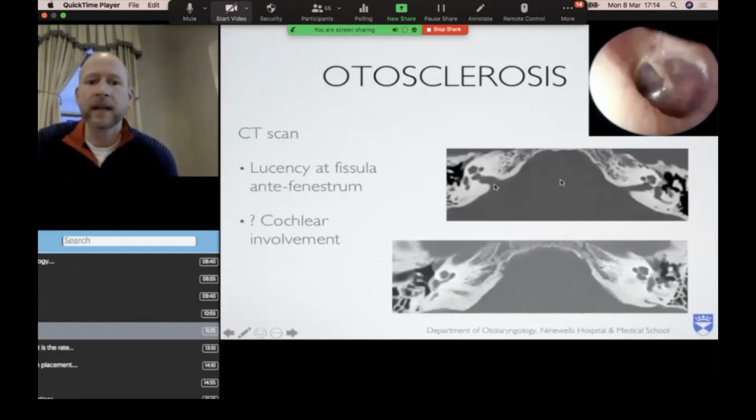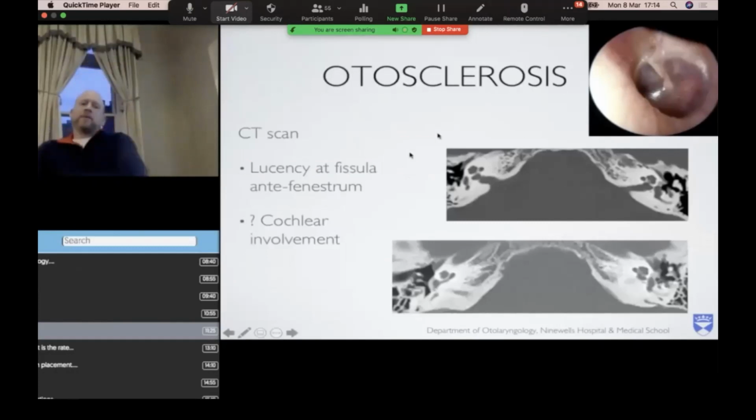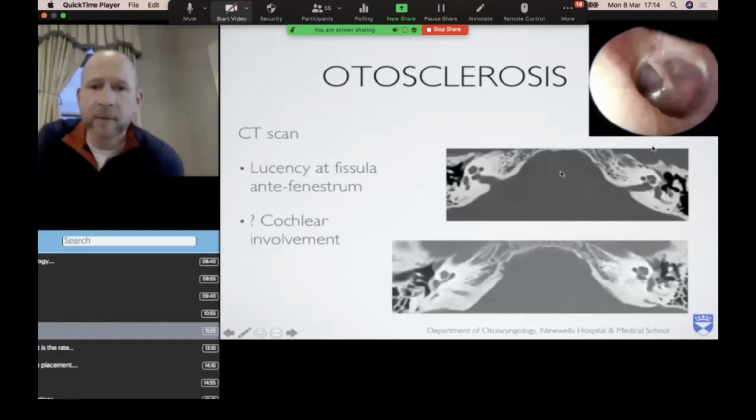On this CT scan, I suppose that's a little bit controversial. I wouldn't say it's a standard investigation. Some people would say it's a standard investigation for conductive hearing loss. I don't think you're going to be penalised by not saying it, but if you do want it, you might get given one, and therefore you should be able to find the abnormality. Okay, so the abnormality, if you can see it there, is this little lucency, this little dot at the front of the stapes footplate here, and again here. So that's a lucency at the fissula ante fenestram.